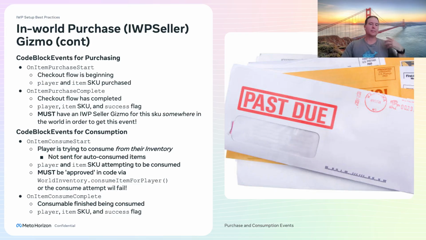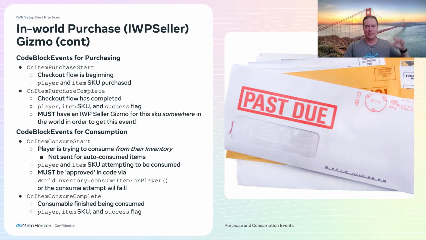Finally, on item consume complete, when someone consumes an item either from the inventory or if it's auto consumed, you'll get this event also. And it tells you the player, the item SKU, and the success flag. And just as a reminder, if you have auto-consumed item packs, the item here is going to be the pack SKU and not the individual item SKU, which can be confusing.